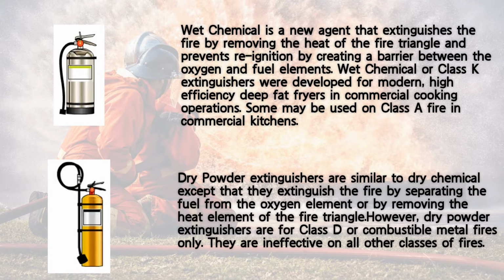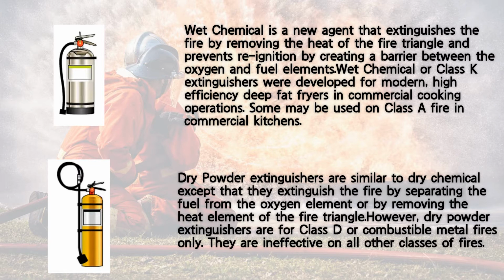Dry powder extinguishers are similar to dry chemical, except that they extinguish the fire by separating the fuel from the oxygen element or by removing the heat element of the fire triangle. However, dry powder extinguishers are for Class D, or combustible metal fires only. They are ineffective on all other classes of fires.